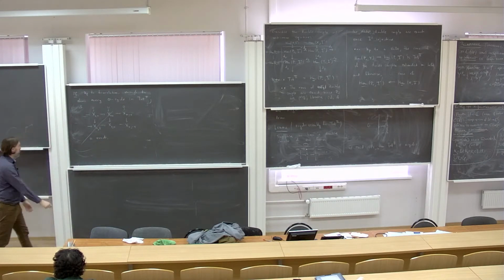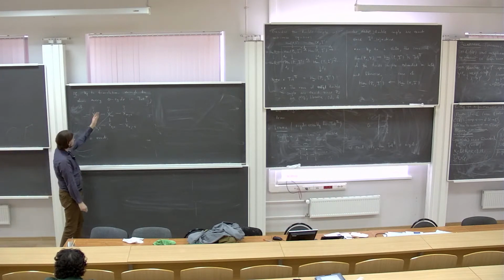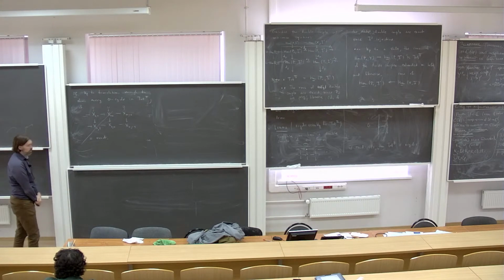Okay. So let's just write it out. Let's suppose that I have a 0 cycle, and let's suppose I've already fixed the signs so that the squares anticommute.